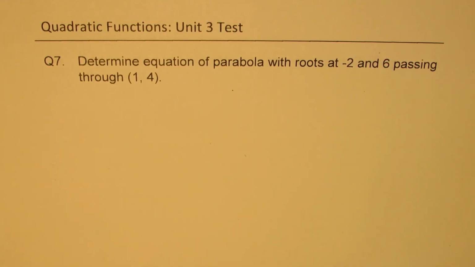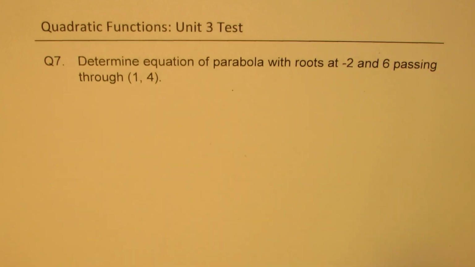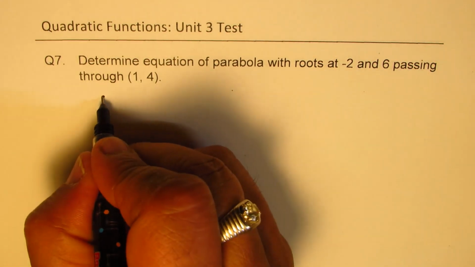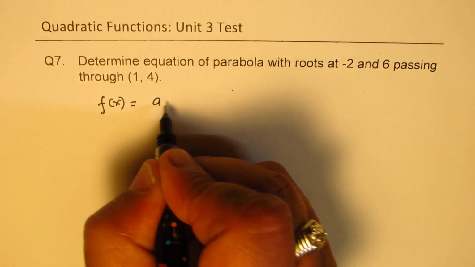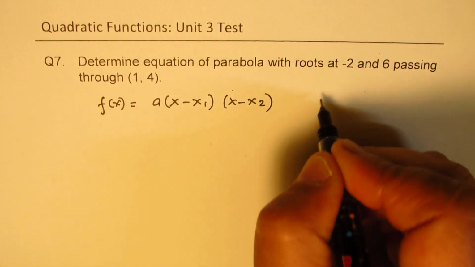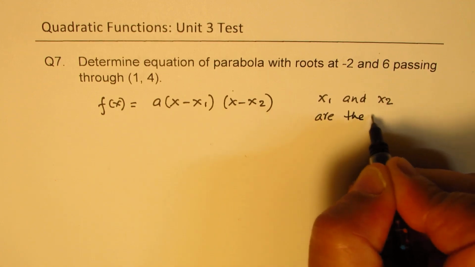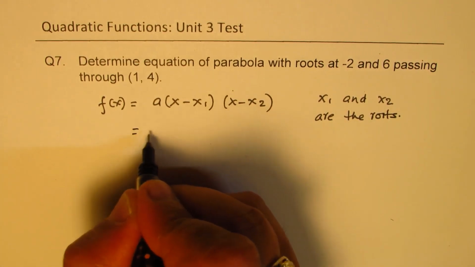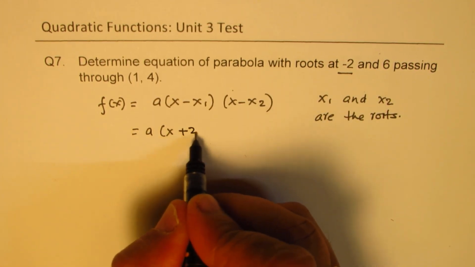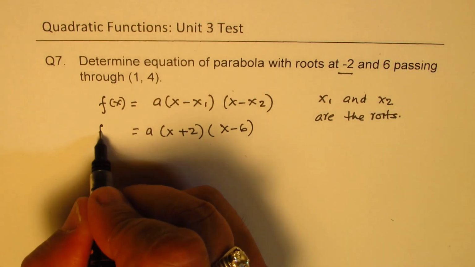Question number 7. Determine the equation of the parabola with roots minus 2 and 6 passing through the given point (1, 4). So the concept here is that the function f of x will be equal to a times (x minus x1) times (x minus x2), where x1 and x2 are the roots. Correct? So we can write a times (x... The roots are at minus 2, so if I write minus minus 2, it becomes plus 2. And at 6, which is x minus 6. Correct? So that is our function.